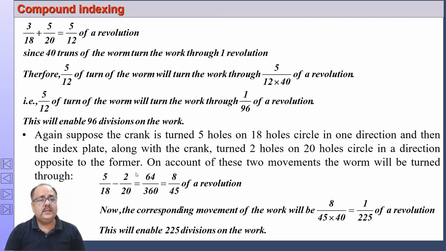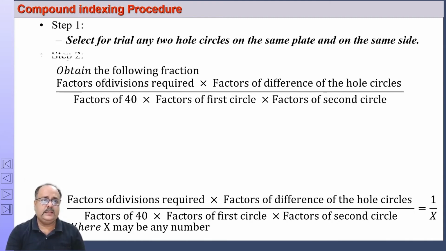Now the question is how to find out this compound movement for a particular number of divisions. I have done it in a reverse way. If this is the compound movement, this is the number of divisions possible. Now we have to do it in the reverse way. That is, the number of divisions will be given to us, and we have to find out the compound movement. So for that we have this formula.